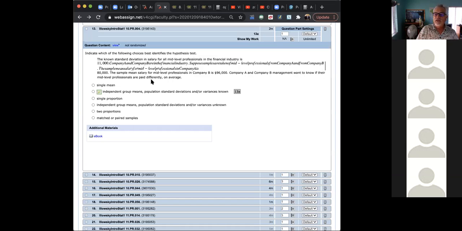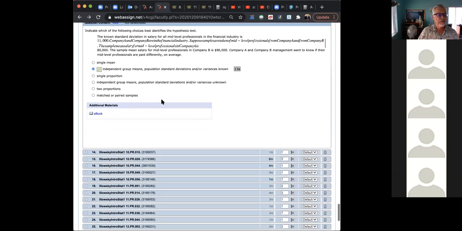Okay, so indicate which of the following choices best identifies the hypothesis test. Well, we see that Company A and Company B are maybe identically distributed, but they're certainly independent. Okay, so they have independent group means. And the known standard deviation is given here. Okay, that's the first sentence in the statement of the problem. The known standard deviation in salary is 11,000. So the correct choice is this second choice here. Independent means, population standard deviations or variance is known. Okay.